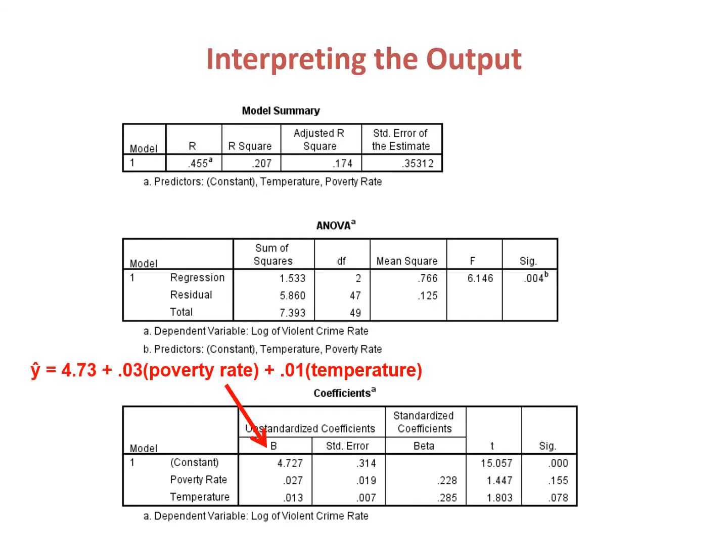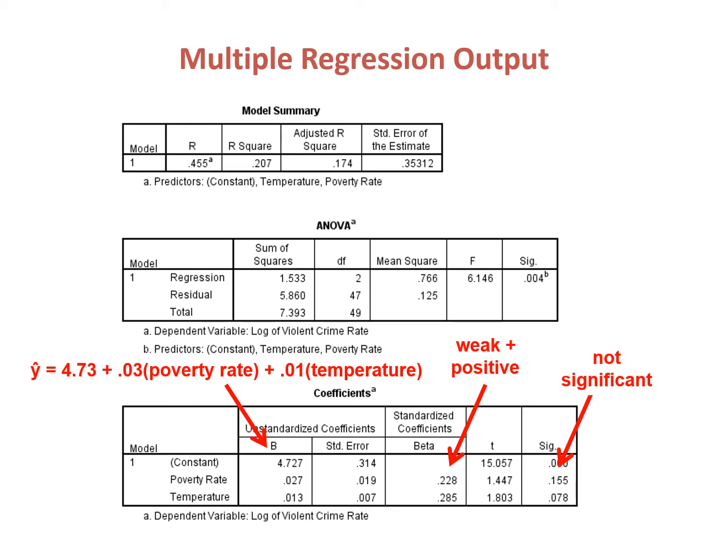Let's interpret the output. The equation of the line now has two independent variables. The coefficient for the poverty rate is 0.03 and for temperature 0.01. The constant is 4.73. The standardized betas showed that both coefficients are weak and positive. Neither variable is significant. Sometimes when a variable has a p-value below 0.10, we note the result is trending towards statistical significance. I'll draw attention to this issue again when we look at APA-style tables.